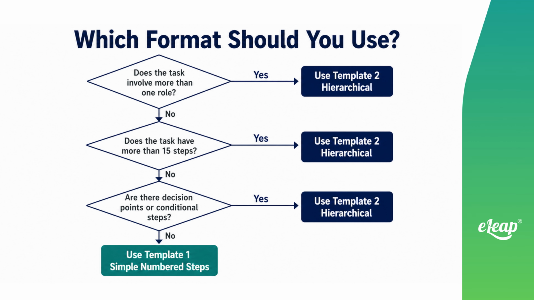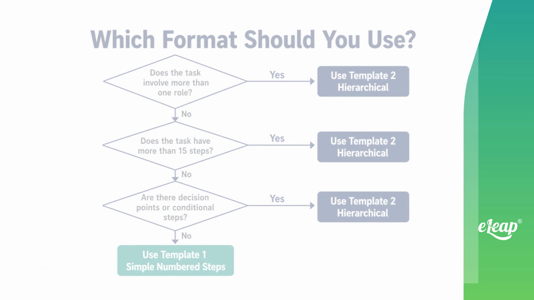A simple rule for choosing. If the task involves more than 1 role, hierarchical. If the procedure has more than 15 steps in sequence, hierarchical. If there are decision points where the operator must choose between paths, hierarchical. Everything else, simple numbered steps. When in doubt, the hierarchical format is never wrong. The simple format used where hierarchical was needed is where procedures break down.